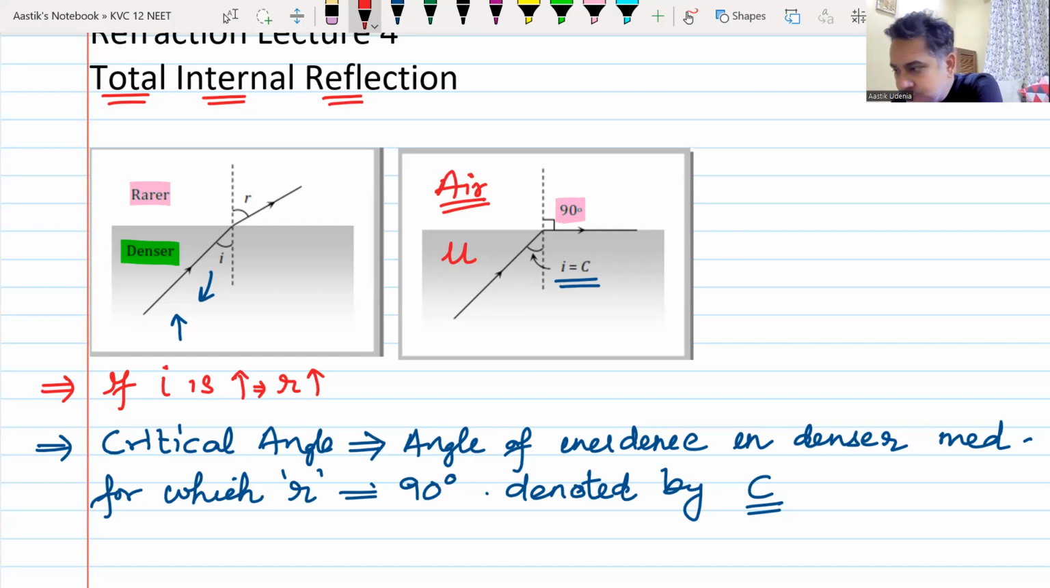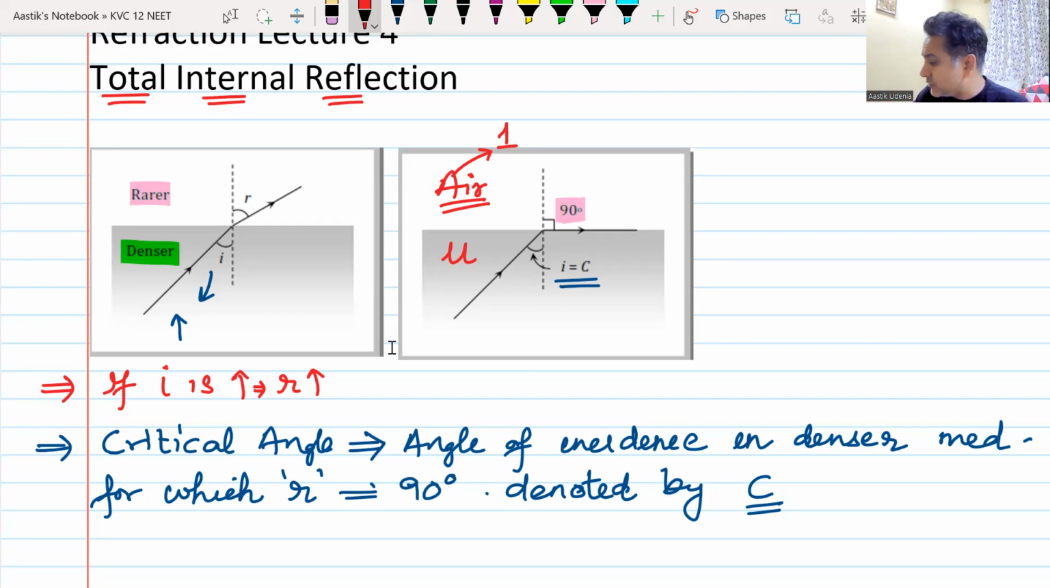Sir, it should be 1, the refractive index of air. Refractive index of air is 1. Yes, very good. So if the refractive index of the medium is mu and the refractive index of air is 1, I can find out the critical angle using this information.